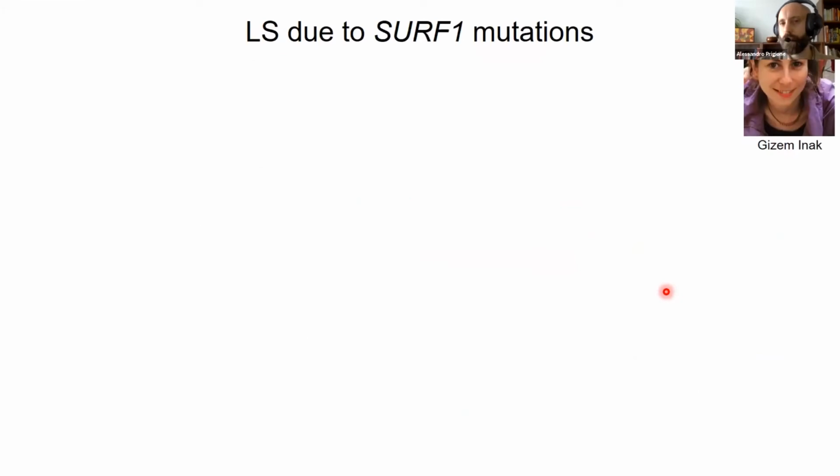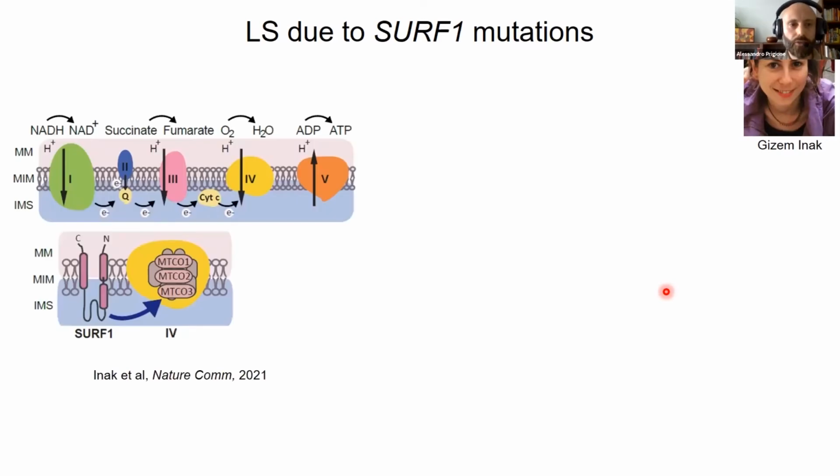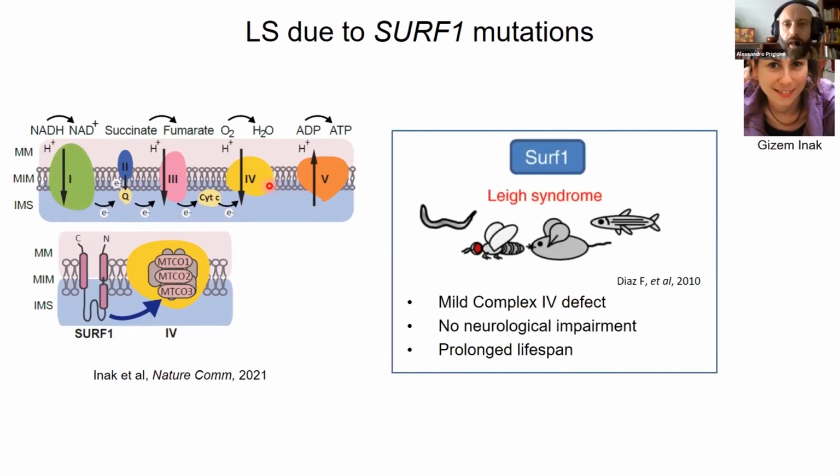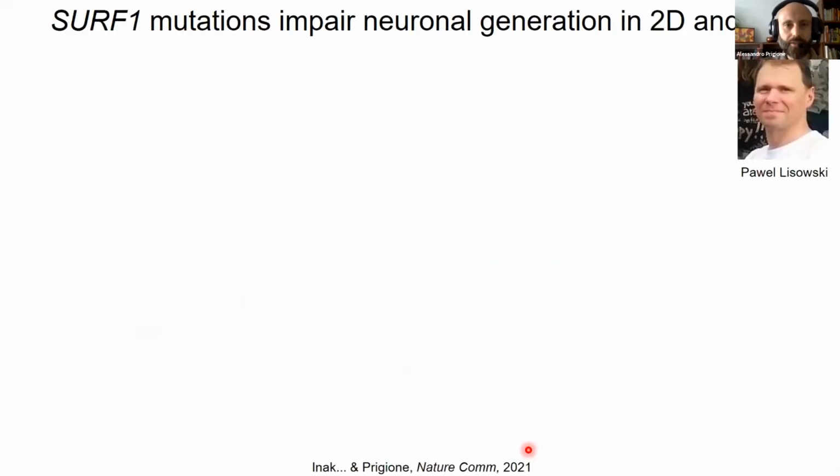So we use this system to investigate Surfl mutation, like I mentioned before. Surfl is an assembly factor of complex 4. So here, Surfl helps assembly of complex 4 in the mitochondrial respiratory chain. It's a nuclear mutation, so there are animal models available. However, some of the features of these animal models might not completely recapitulate the features observed in the patient. So we think there's a need to have a human model system to investigate the disease mechanism.